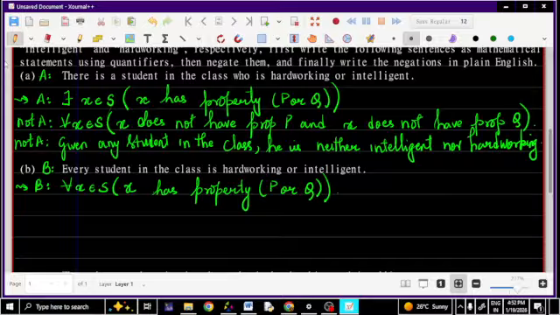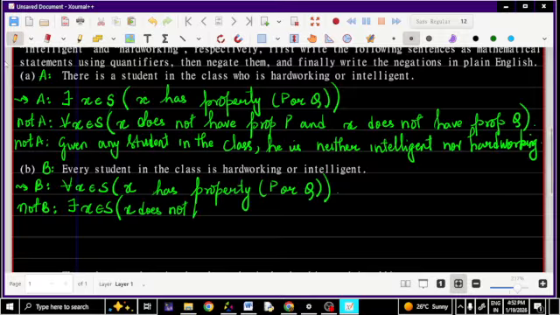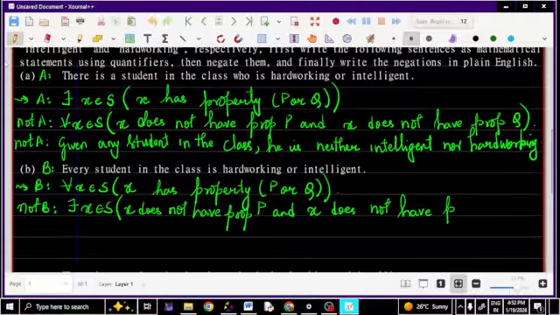So what will be its negation now using quantifiers? Using quantifiers, its negation, not B, would be: there exists x in S. Now how will you negate this? X has property P or Q. Same as the previous one: x does not have property P and x does not have property Q. So it is not having any of the two properties.